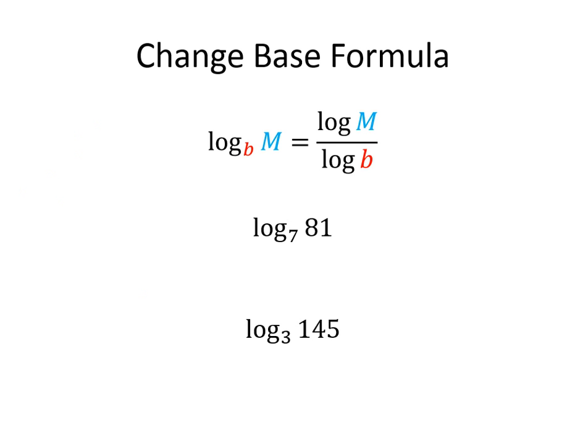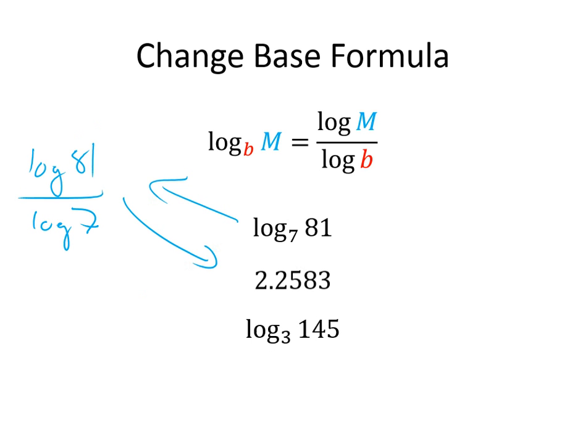So we take the log. If we have the log base b of m, to change the base it would be log m all over log b. So this first one, we would go log 81 all over log 7, and then we would solve it, which comes up with about 2 point something. So 7 to the 2.2583 gets you about 81.